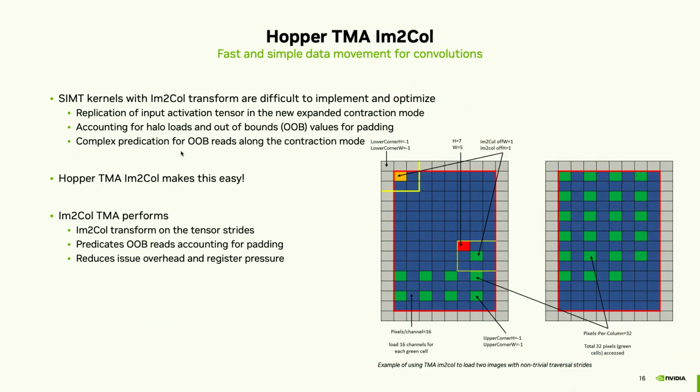Hopper IM2call TMA makes this extremely easy and convenient to implement as well. If you have ever implemented IM2call transformations and implicit gem in SIMT kernels, you will realize that it's really hard to do because of all the complicated predication that is required and the replication of input tensors and accounting for the halos and paddings, et cetera, right? But IM2call TMA makes this super easy by taking care of mapping the IM2call transform onto the strides itself within hardware. It also does the predication for out-of-bounds reads of the tensors so that you don't have to do predicate-related things. And it greatly reduces the issue overhead of these instructions, as well as reducing the address computation register pressure required, right? So it greatly accelerates the data loading for convolution tensors.